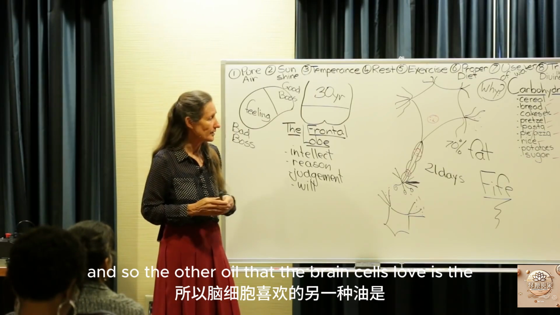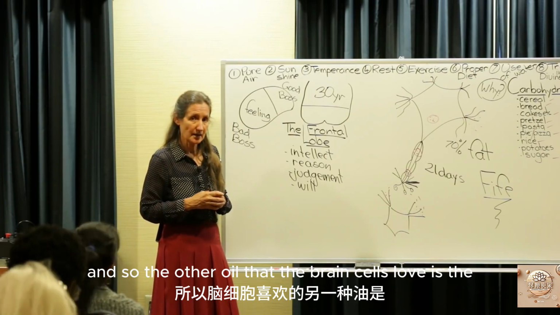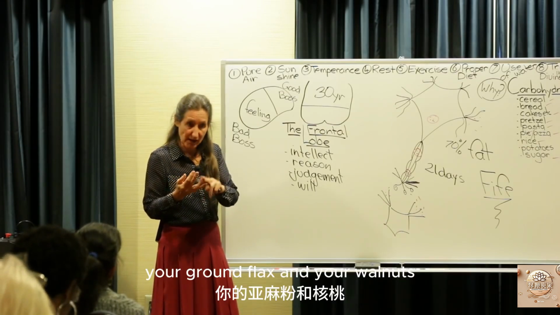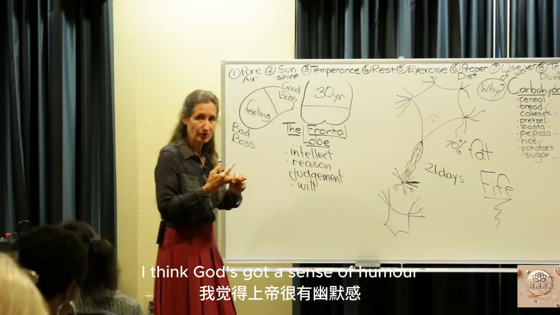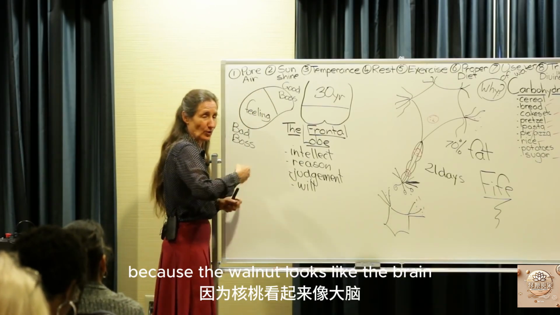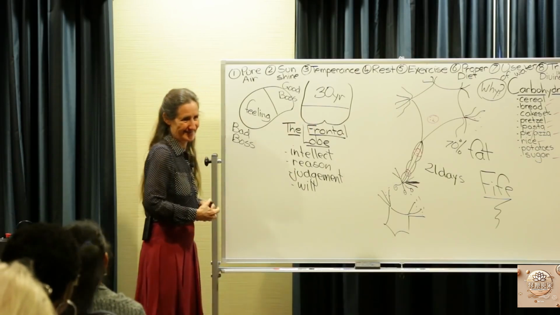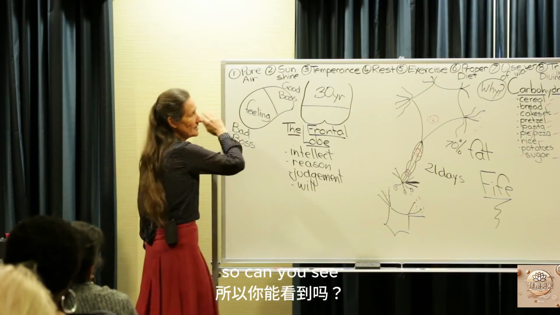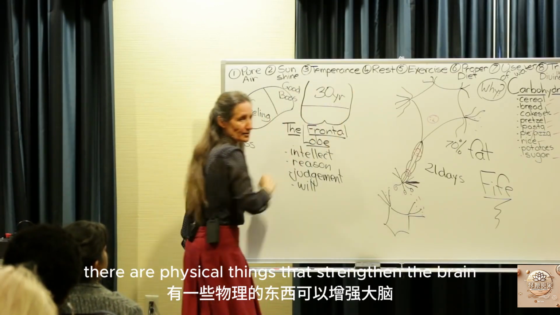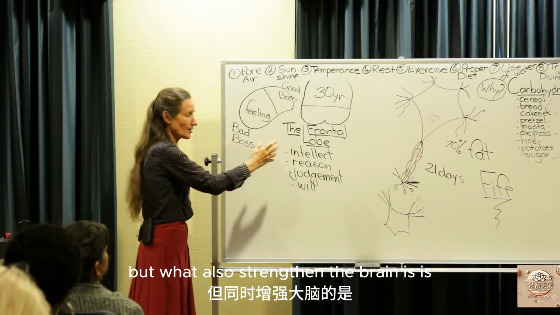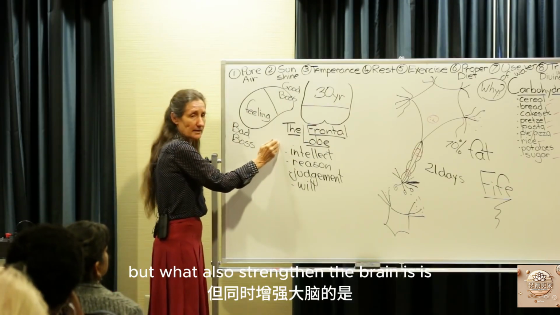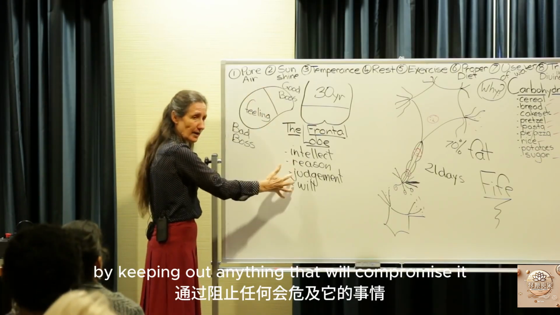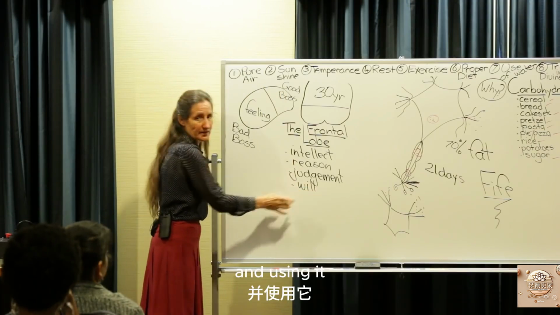And so the other oil that the brain cells love is the omega-3s. So that's found in your chia seed, your ground flax and your walnuts. I think God's got a sense of humour because the walnut looks like the brain and it's got the oils that the brain can use for that. So can you see there are physical things that strengthen the brain? But what also strengthens the brain is strengthening frontal lobe by keeping out anything that will compromise it and harm it and using it.